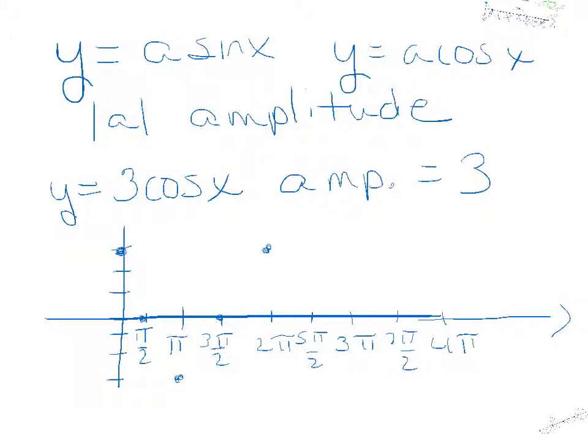Same thing on the second part of that, on the second period. It starts at the maximum and ends at the maximum. At the midpoint, it's at its minimum. And then halfway in between each of those, it crosses the x-axis. So if we graph y equals 3 cosine x, we go through all these points.